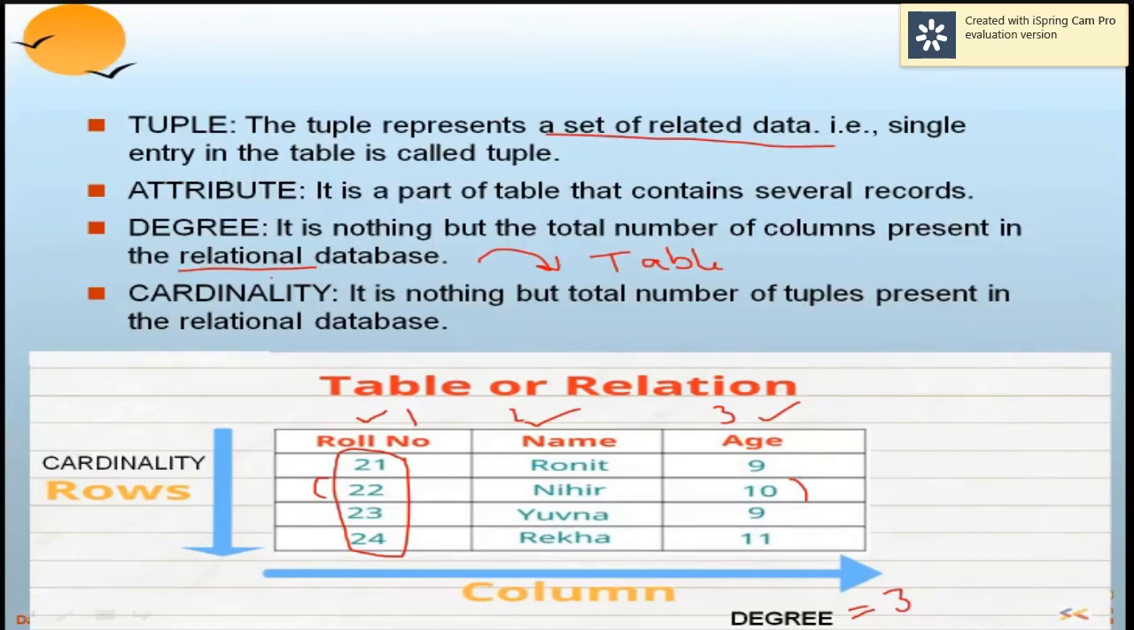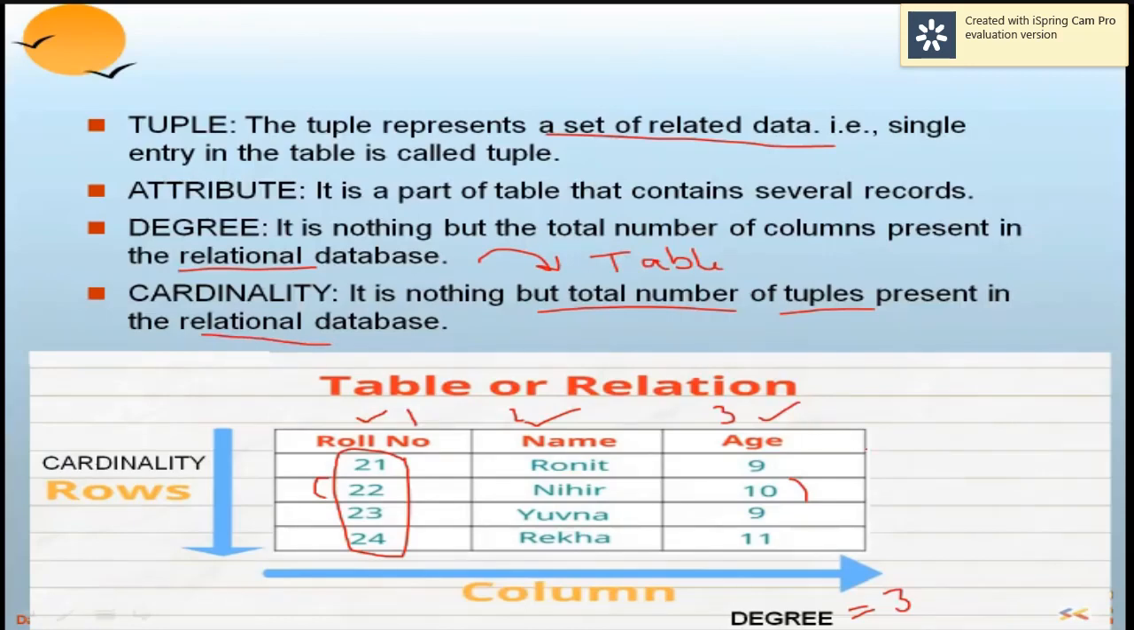Now the next one is cardinality. What is meant by cardinality? Cardinality is nothing but the total number of tuples present in a relational database. Now let's count how many tuples I have.